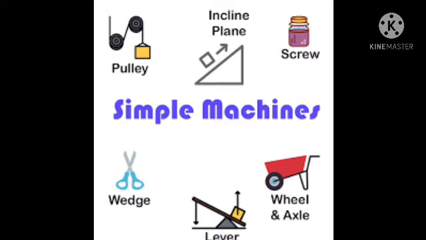These are the various types of simple machines that we have. We have the pulley, inclined plane, the screw, wedge, lever, and wheel and axle. These are the various groups of simple machines. So all simple machines are grouped under these categories.